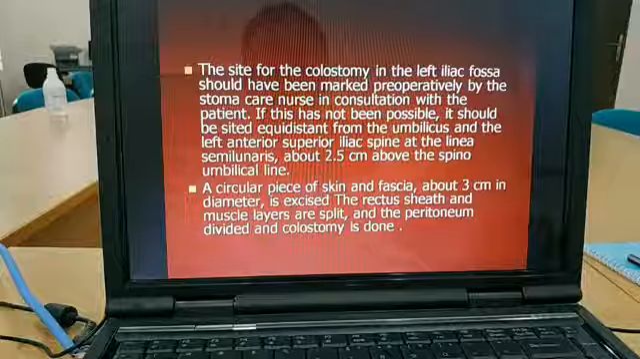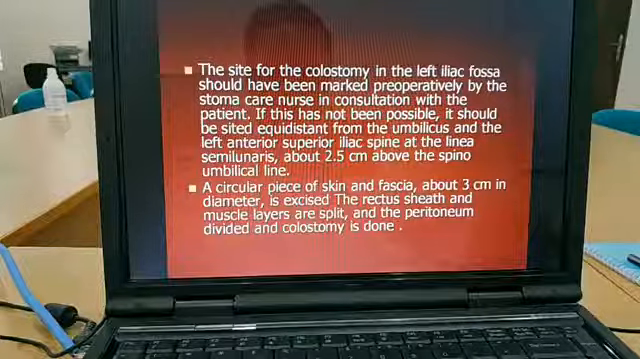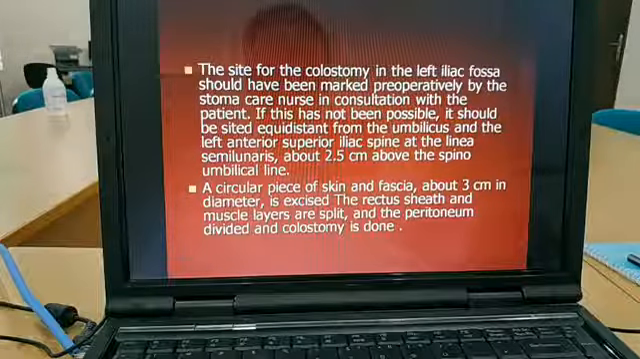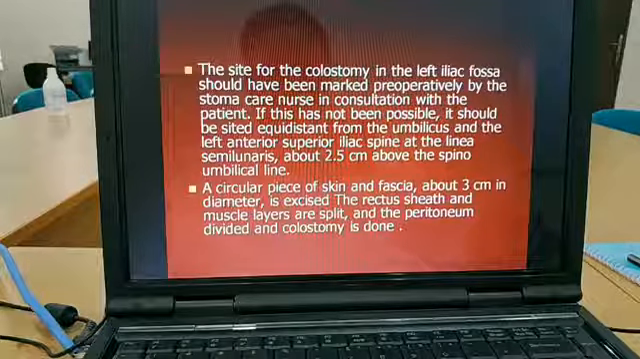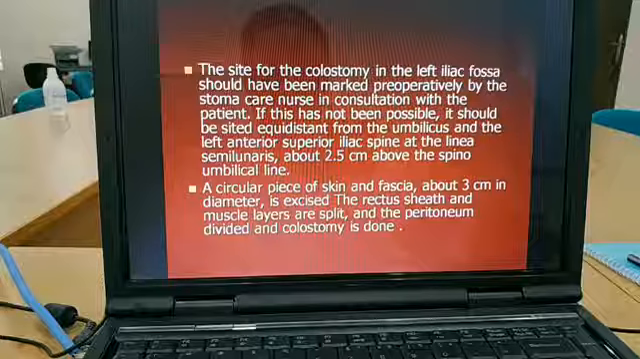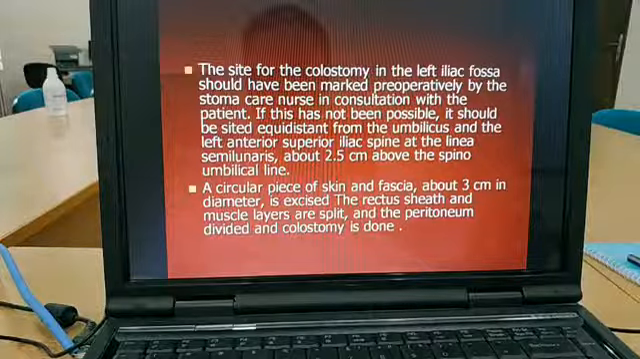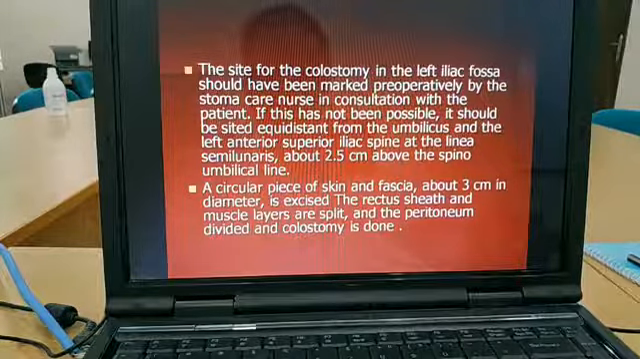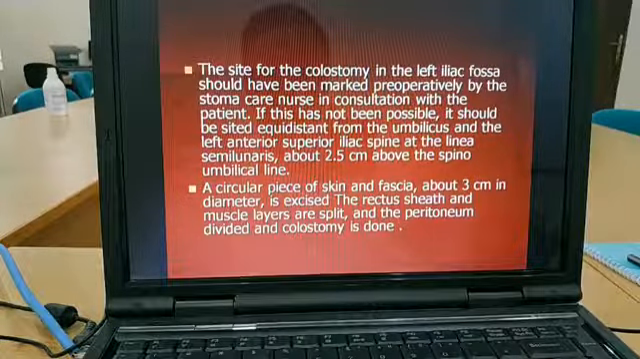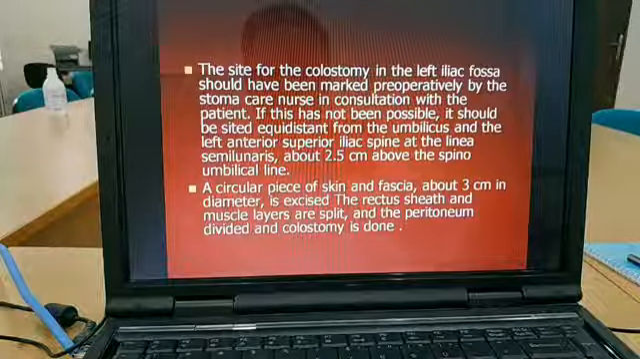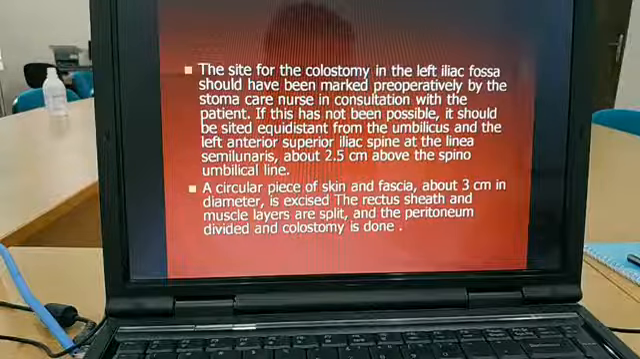The site for the colostomy is in the left iliac fossa and should have been marked preoperatively by the stoma care nurse in consultation with the patient. If it has not been possible, it should be sited equidistant from the umbilicus and the left anterior superior iliac spine at the linea semilunaris. It is about 2.5 centimeters above the spinoumbilical line. So this is the scientific site where to do a permanent colostomy. A circular piece of skin and fascia about 3 centimeters in diameter is excised. The rectus sheath and the muscle layers are split, and the peritoneum is divided, and a colostomy is made.